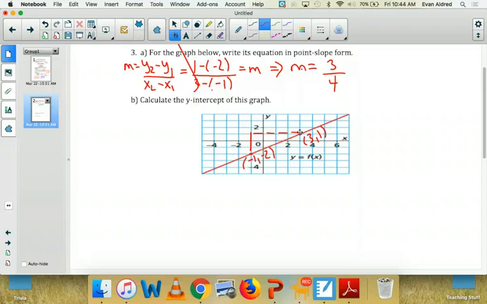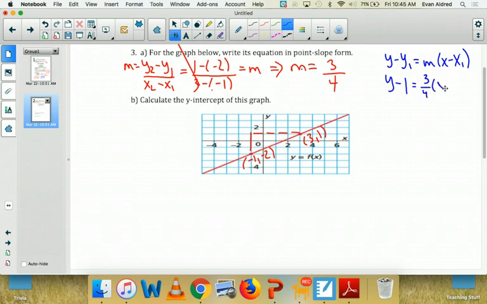Now we need to write our equation. We'll do that in blue. So the equation, y minus y1 equals m times x minus x1. So we choose any point. Does not matter which one we choose. I'm going to choose 3 and 1. So y subtract 1 equals 3 over 4, x subtract 3. And there's our equation for the line.